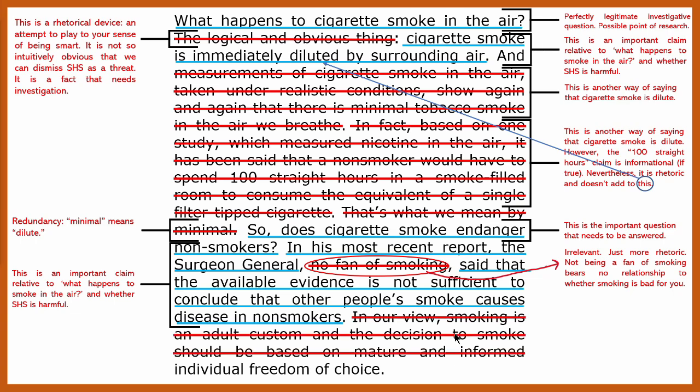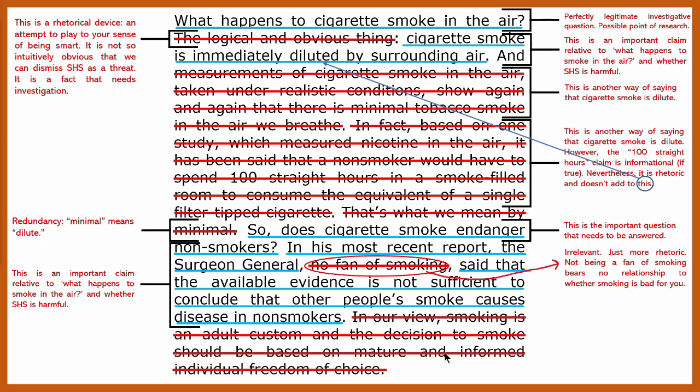Our last sentence here. In our view, smoking is an adult custom, and the decision to smoke should be based on mature and informed individual freedom of choice. So in the first point here, sure, sure, but it's kind of trivial. This is what we expect of adults, that they would make mature and informed choices. And given where we live here in the United States, we have certain notions of freedom. It's not univocal, and we mean different things sometimes when we talk about freedom, but we still do share some general sense of freedom. So this sentence isn't telling us much either. It's just a definition of what we mean by an adult.